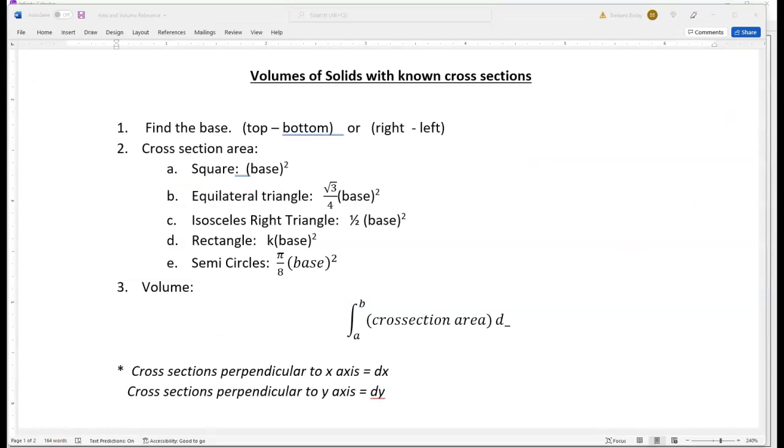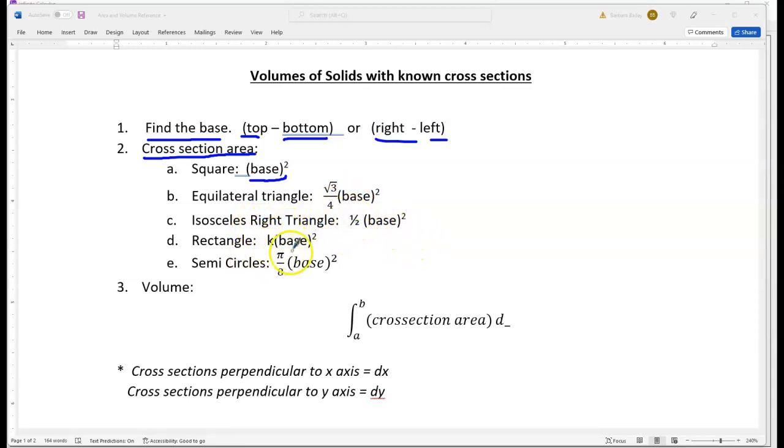The way that these problems work is you're going to start by finding your base. You know, what we're doing is in our base, in our area, we're going to be stacking shapes on top of this base area. And the base is going to be found by doing either the top function minus the bottom function or right minus left if we're doing a dy problem. After that, we're going to find the area of the cross section. If it's a square, it's going to be your base squared. If it's an equilateral triangle, it's the same thing, but with a radical 3/4 being multiplied by it. If it's an isosceles triangle, it's the same thing, but just with a half in front of it.